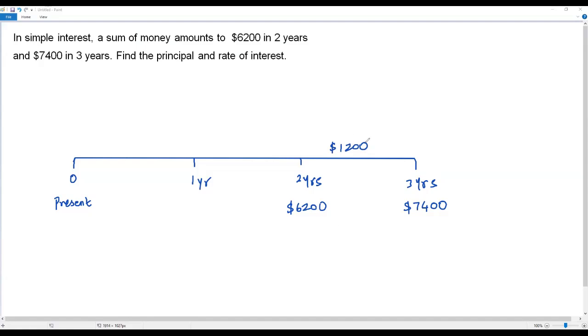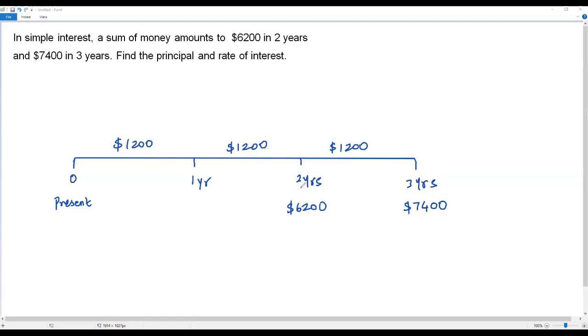Already we know that interest earned every year in simple interest is always constant. So here in the third year, interest earned is $1,200. The same interest would have been earned in the second year also, that is $1,200, and in the first year also. So in simple interest, the interest earned every year is a constant.